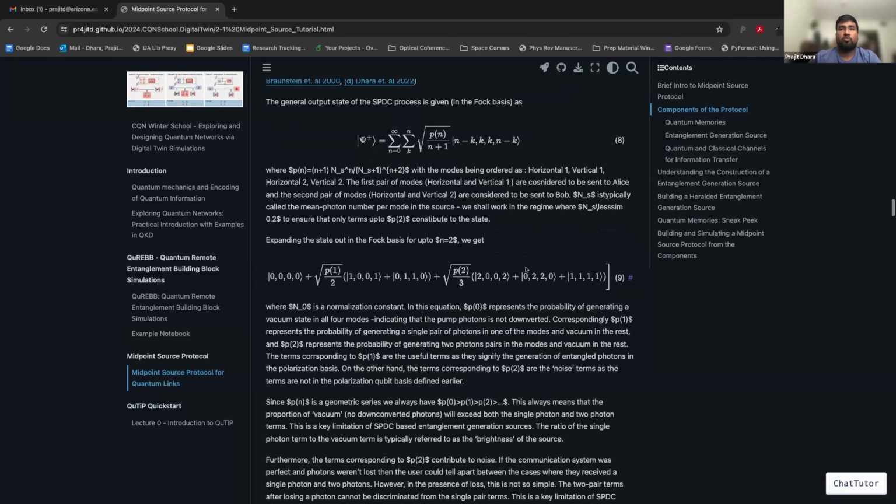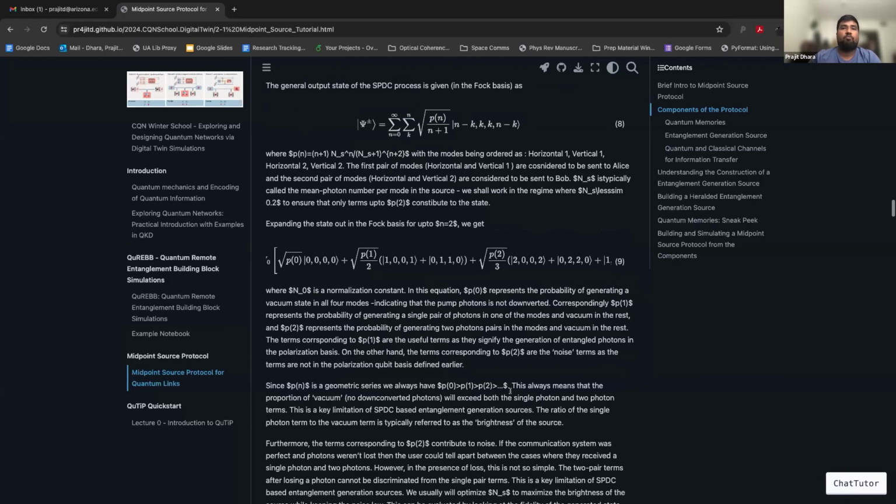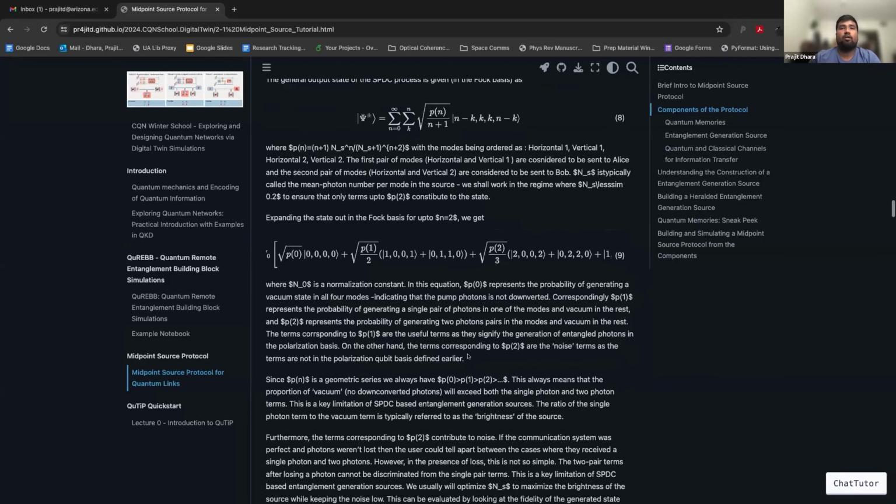For most applications, it's sufficient to consider up to P2, just to make sure that you account for the fact that you can't drive it super hard, meaning you can't put N_S super high such that you always have Bell pairs coming out of it.